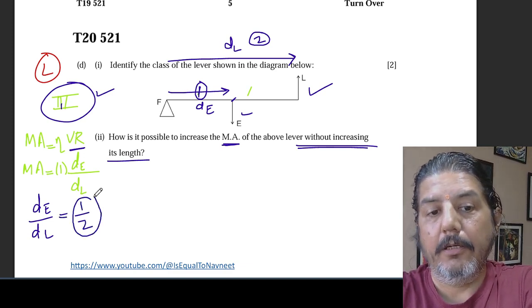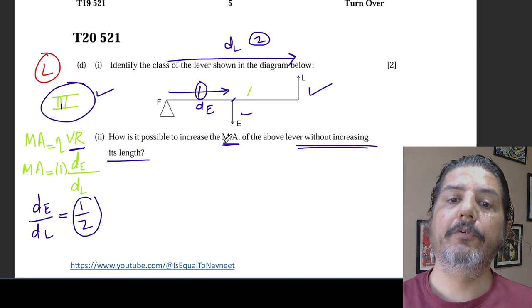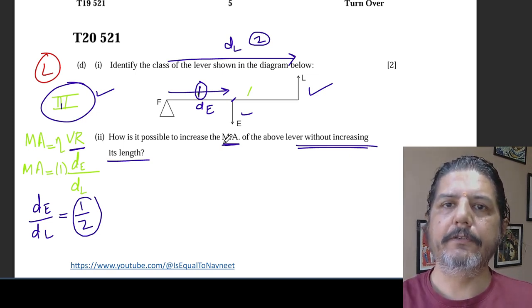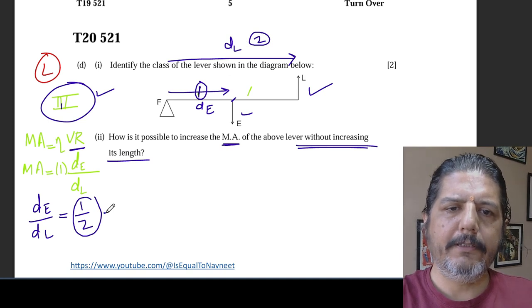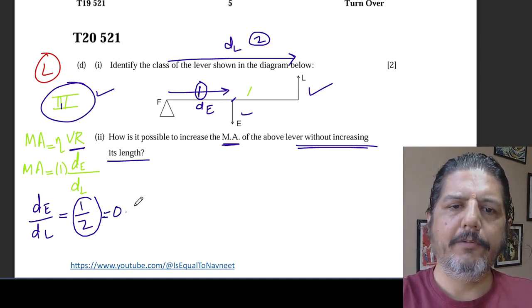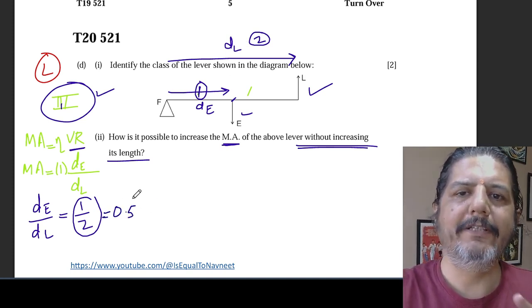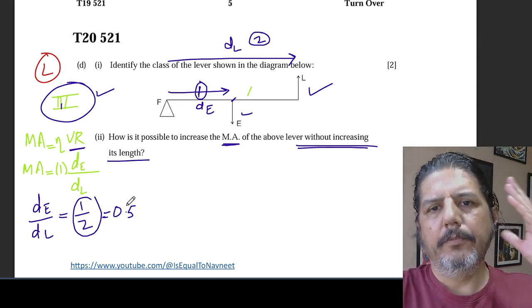Now, you can look at this question, how is it possible to increase the MA of the above lever without increasing its length? You can look at this question in a sense, just to understand that the initial mechanical advantage was 0.5 and you want to increase it. Now just try to think it over.